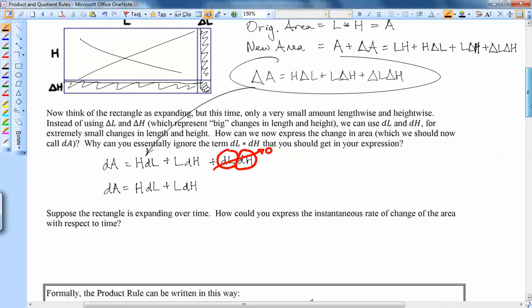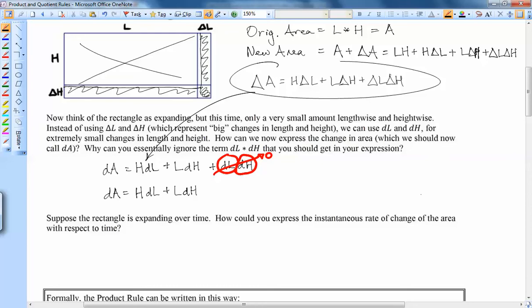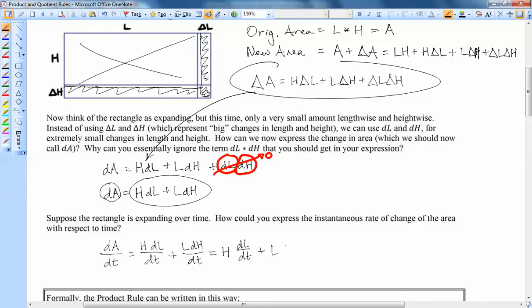Okay, and that's the key to this, really. Now, if the rectangle is expanding over time, then the change in area is happening over a change in time. So if I want an instant change in area over an instant change in time, that's taking the change in the area over a very small change in time. That tells me essentially how fast the area is changing with respect to time. So I'm going to take this and divide it by dt, and I'm going to get h dL over dt plus L dh over dt. Really, I'm going to rewrite that as h dL/dt plus L dh/dt.